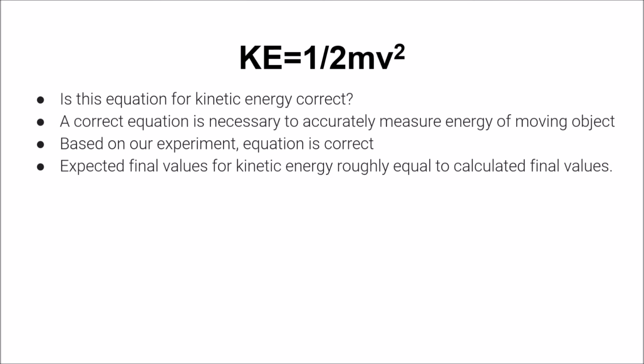After conducting the experiment, we found that the theoretical final kinetic energy values were roughly equal to those that we calculated. So we concluded that the equation of kinetic energy equals 1/2 times mass times velocity squared is, in fact, accurate. This conclusion still stands when considering the possible errors present, which we will get to soon.